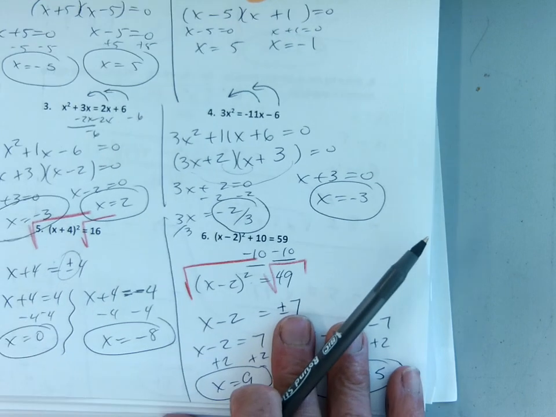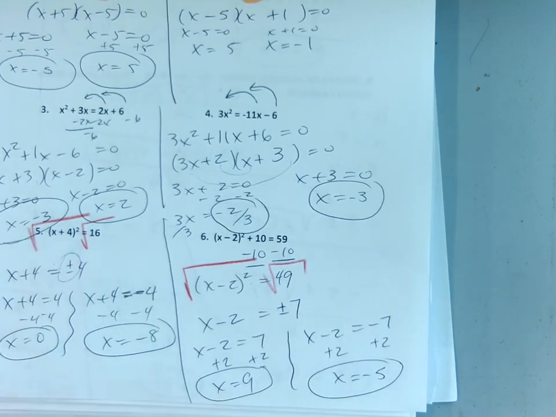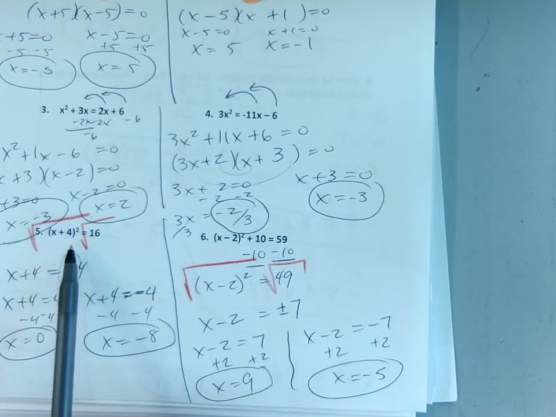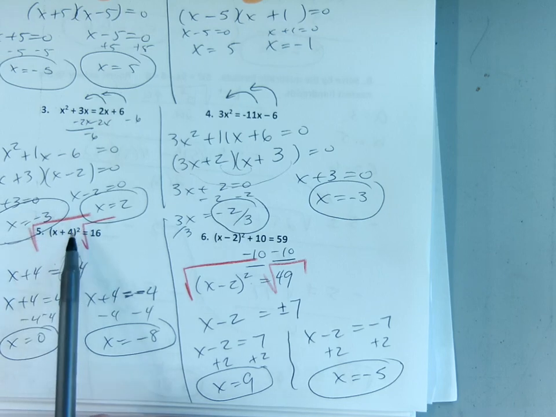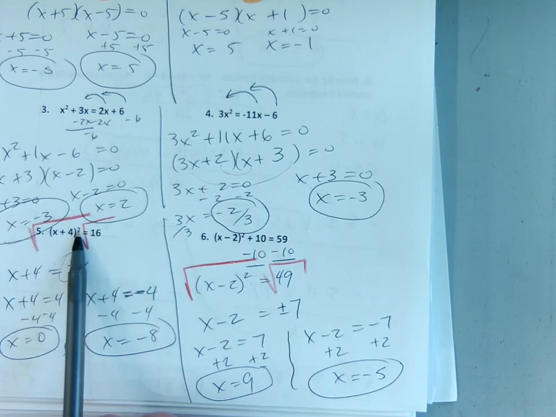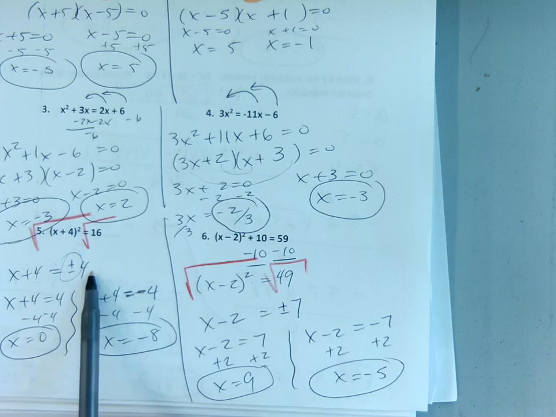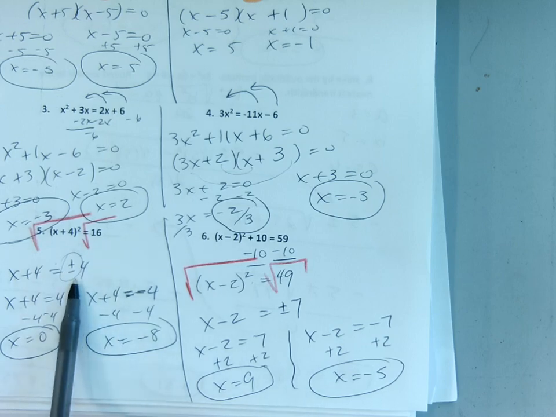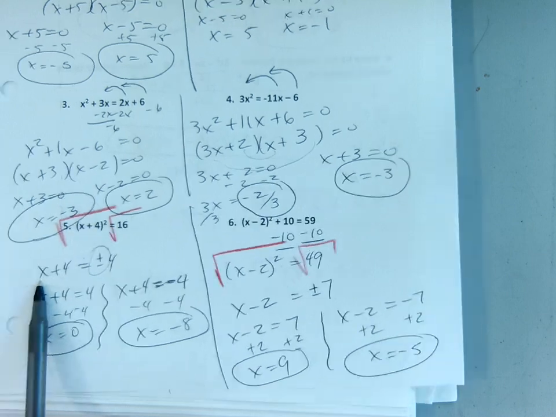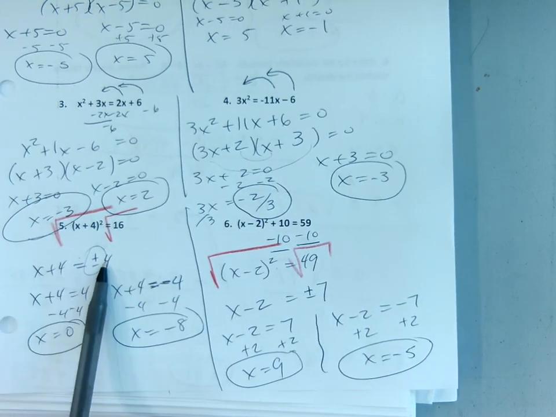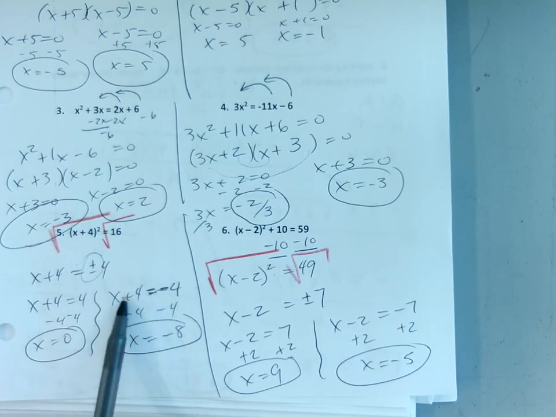Okay, now 5 is different because of the quantity squared. We're just going to square root it. We aren't going to factor it. We're going to go straight to square root, because it gets rid of the square. To get rid of the square, you square root it. Square root of 16 is 4, but two answers, so plus or minus 4. I need two answers, so I need two equations. So I got an x plus 4 equals 4, and an x plus 4 equals a negative 4.